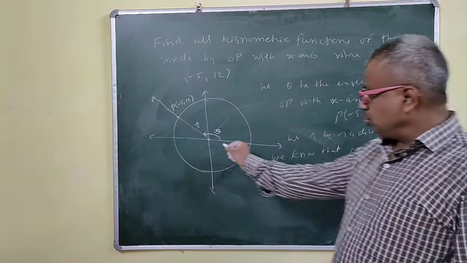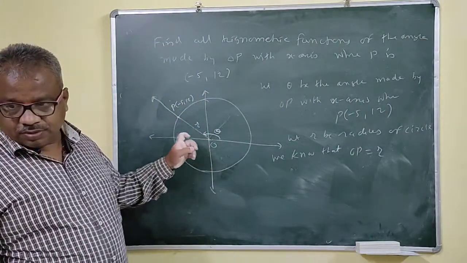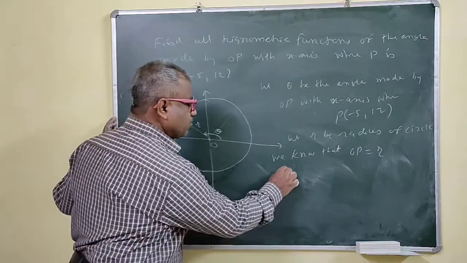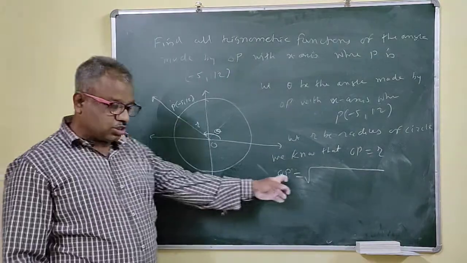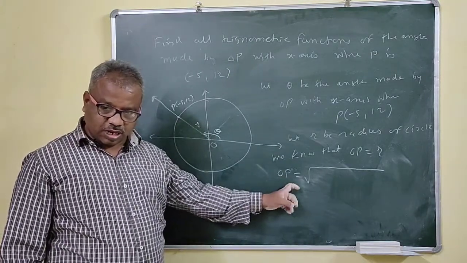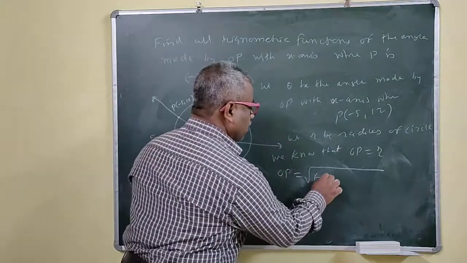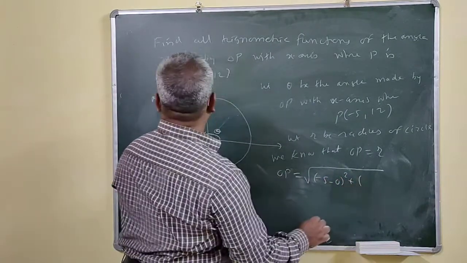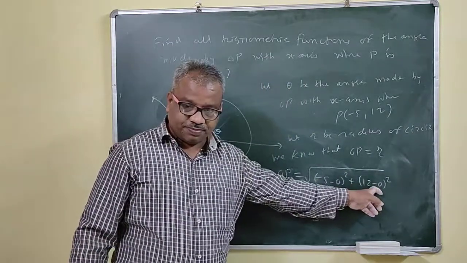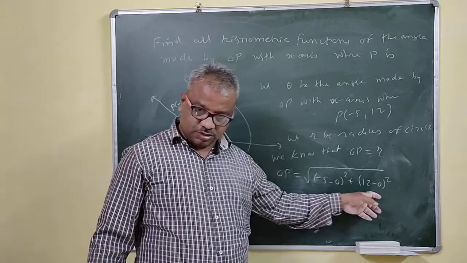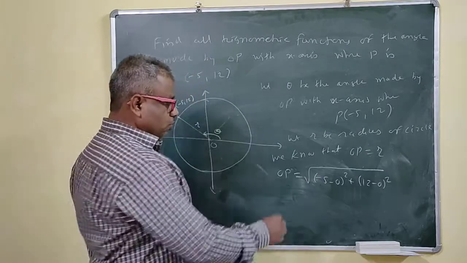O is 0, 0, right? You can use the distance formula. You know the distance formula. So OP is equal to the root of, how do you find the distance between two points? You have the coordinates of P; subtract the coordinates of O from P. So this is minus 5 minus 0 squared plus 12 minus 0 squared, right? These are the coordinates of P, and these are the coordinates of the origin. So this is nothing but the distance formula, if the coordinates of both points are known to you.